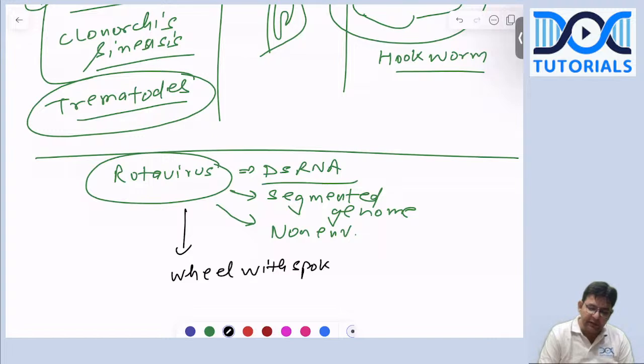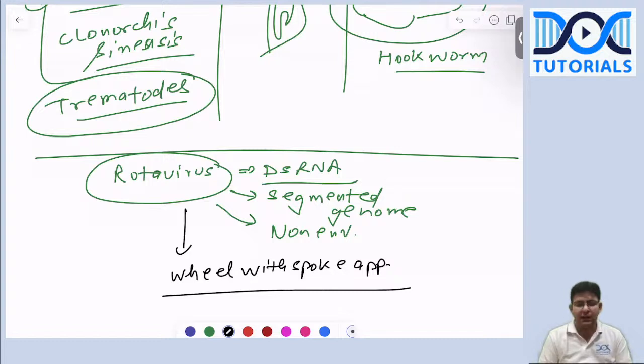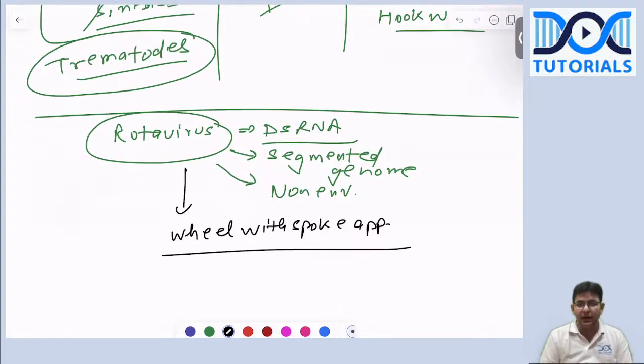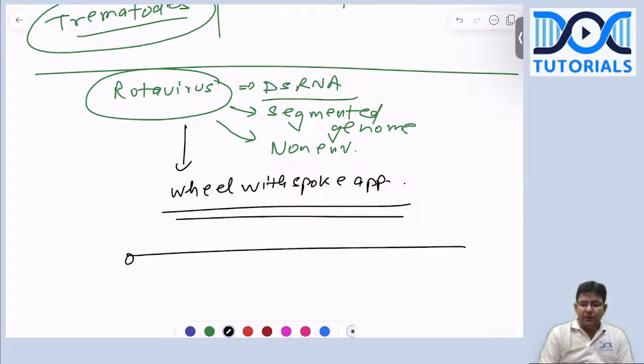Wheel with spoke appearance. Which virus looks like a bullet? Rabies. Which looks like a solar corona, club-shaped, petal-like? That is the COVID-19 virus, SARS-CoV-2. And we already know that the COVID-19 virus, if somebody asks you, is a single-stranded RNA virus. It is non-segmented and it is enveloped. Is it fine?